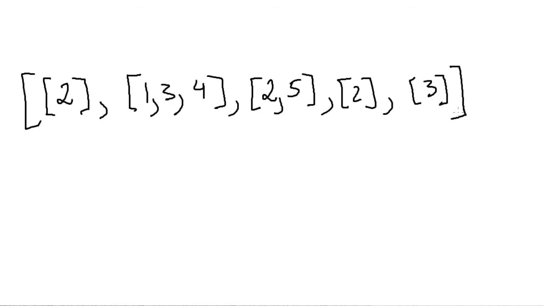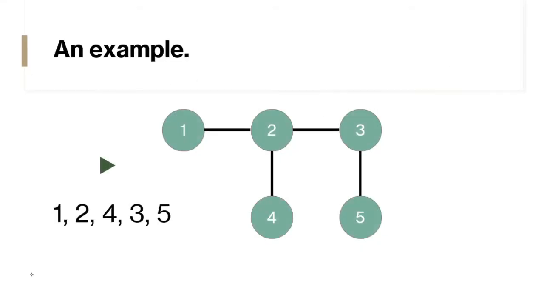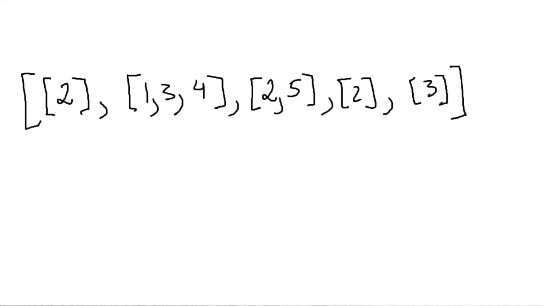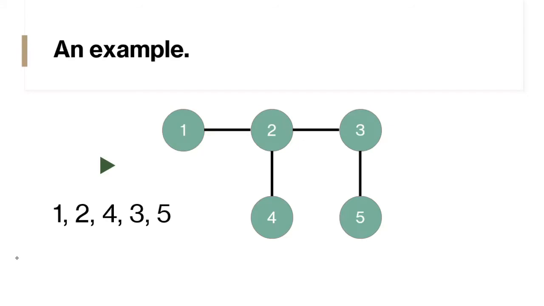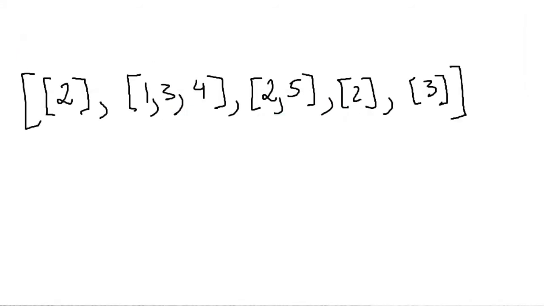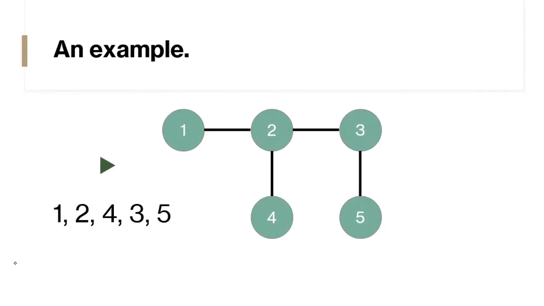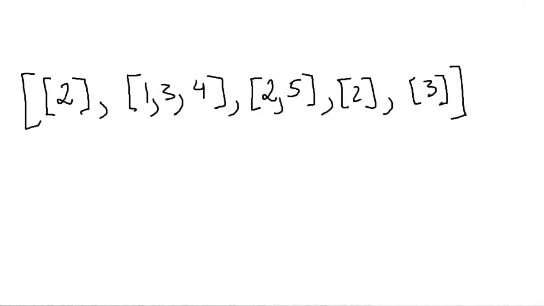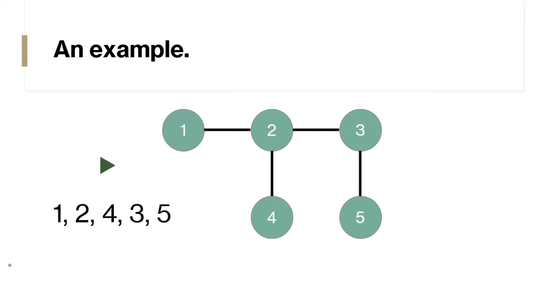And so this is going to be our sample adjacency list. Pause the video now and make sure that you understand why this is the adjacency list. Just taking a look back here at the graph, we see 1 is connected to 2, and then 2 is connected to 1, 3, and 4, and then 3 is connected to 2 and 5, 4 is connected to 2, and 5 is connected to 3.